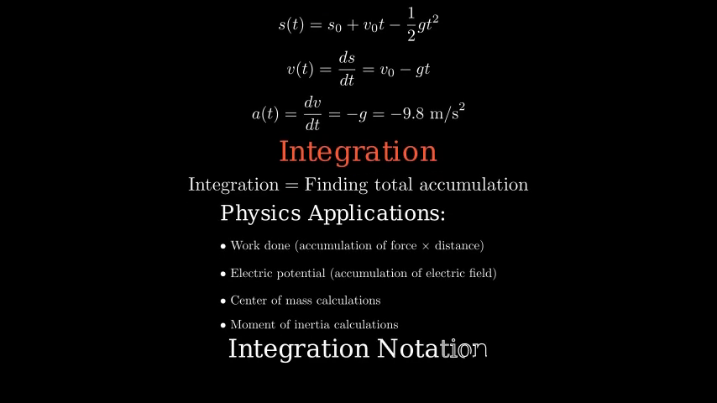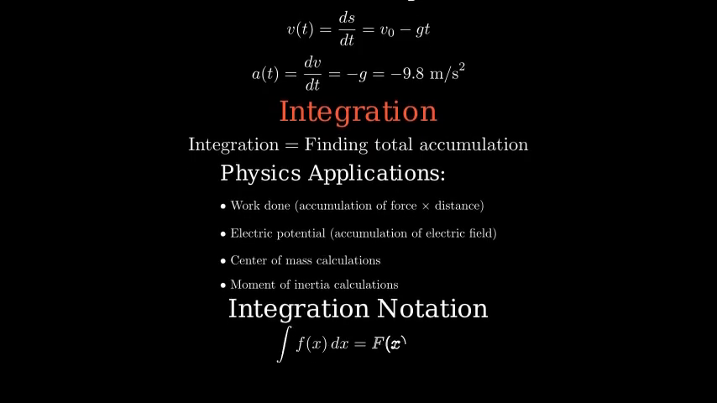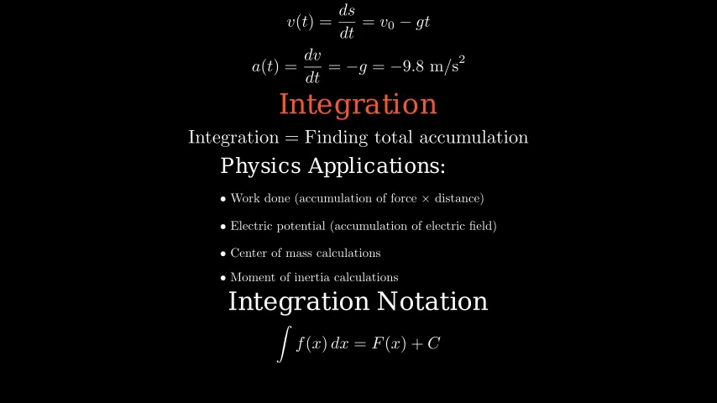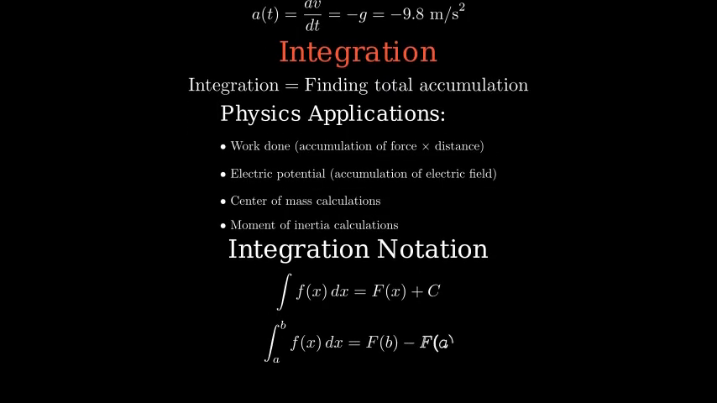Integration also has various notations. If f of x is a function, the indefinite integral is written with this symbol, the integral of f of x dx, which equals capital F of x plus c, where capital F is the antiderivative of f and c is the constant of integration. For definite integrals between points a and b, we write the integral from a to b of f of x dx, which gives us the exact value of the accumulation over that interval.